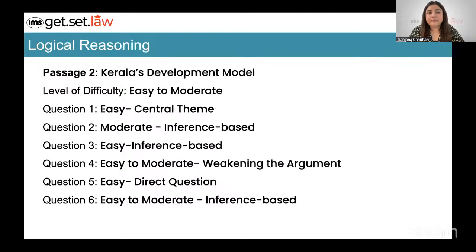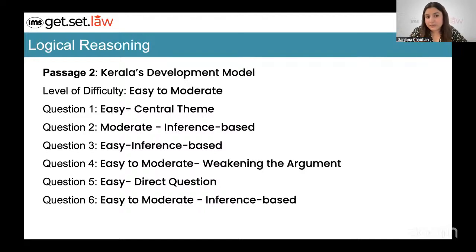All right. We'll focus on the second passage, which I think was a little bit of a relief compared to the previous passage. It talked about Kerala's development model. The language of the passage was easy. Despite it focusing on socio-economic policies, there weren't any numbers, stats, or figures mentioned. But the level of difficulty, again, is easy to moderate. It wasn't entirely easy, right?